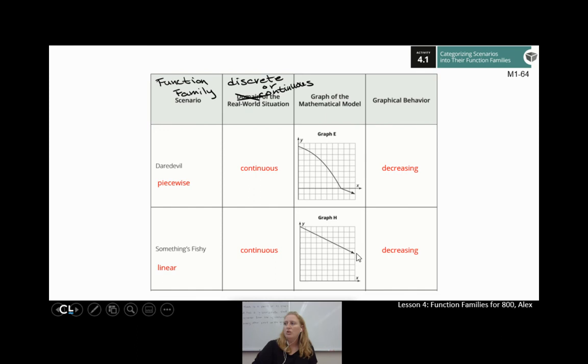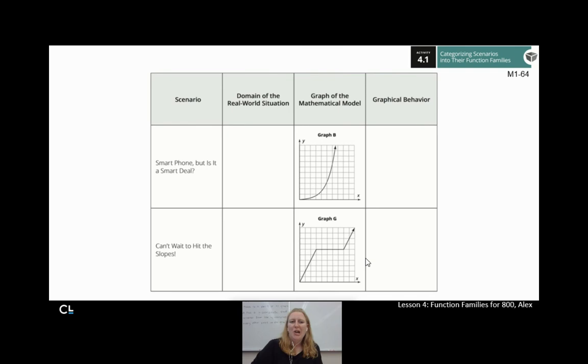Fair enough. Next up, this is the smartphone, but is it a smart deal? Remember, we were suspicious of our cousin trying to make money off of us with the phone. I'm looking at this bad boy and it's like, whoa. Now I can't see off to the left, but that is increasing super fast. I'm going to say that's an exponential function, with your sketchy cousin saying he'll only charge you a dollar and then he'll double it afterwards. Don't trust your cousin.